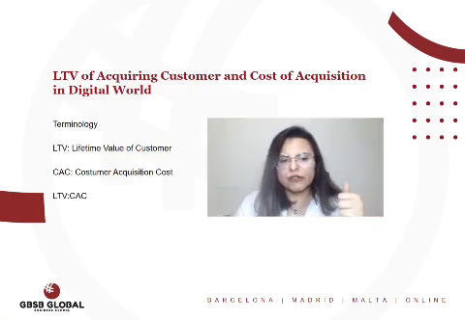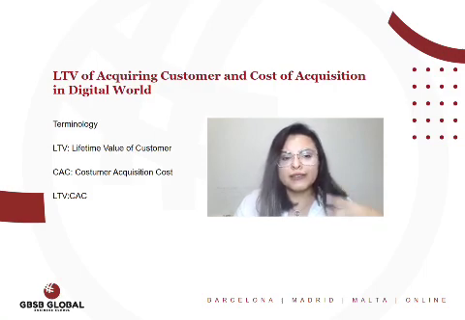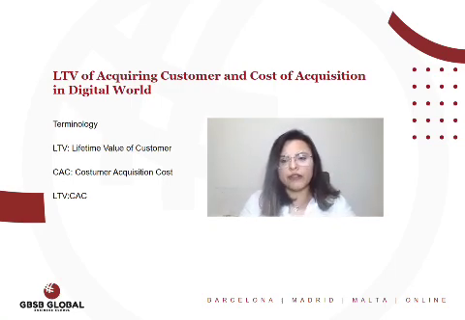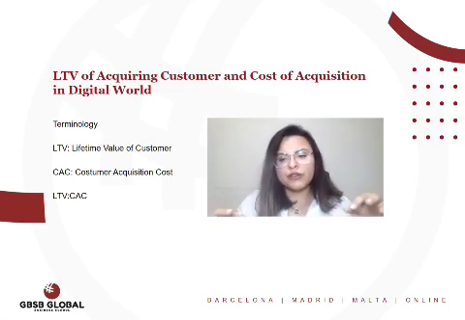For the terminology, we already mentioned it several times. The LTV is the lifetime value of the customer. We will have the time to calculate it and to understand how to find this number. The CAC, the customer acquisition cost. We will also take the time to understand how to find the cost. And the ratio is the LTV over the CAC.